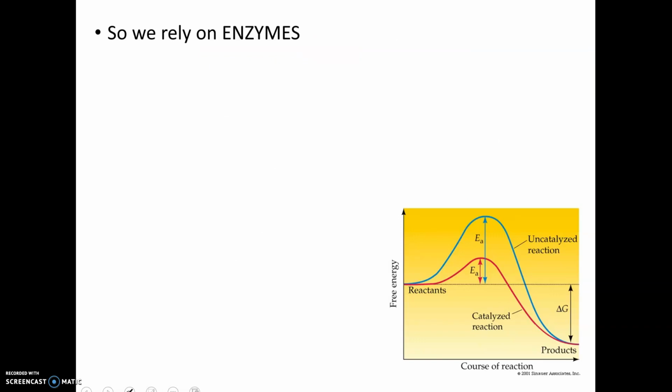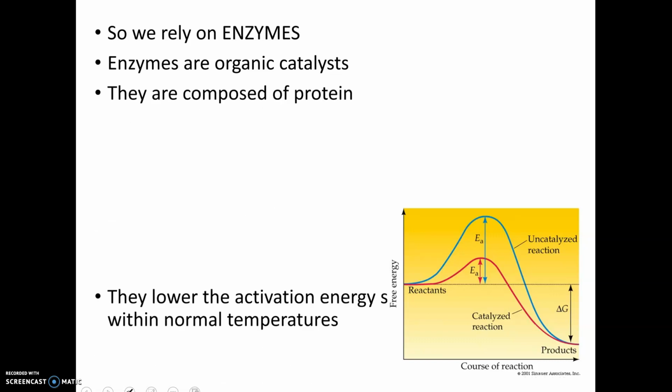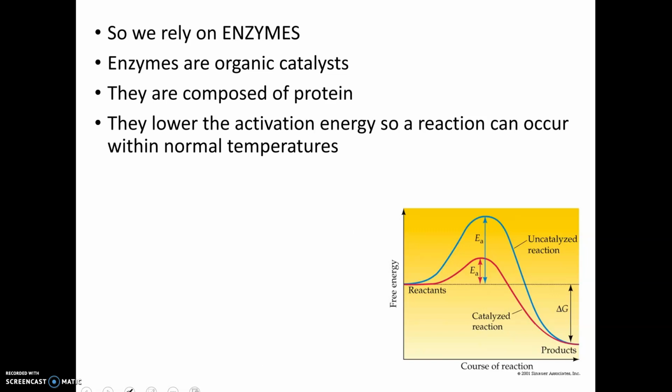And so what we do is we rely on what are called enzymes. Enzymes are special proteins. They're called organic catalysts because they contain carbon. They're made of protein. And what they do is they lower the activation energy so that a reaction can occur faster without it being hot.